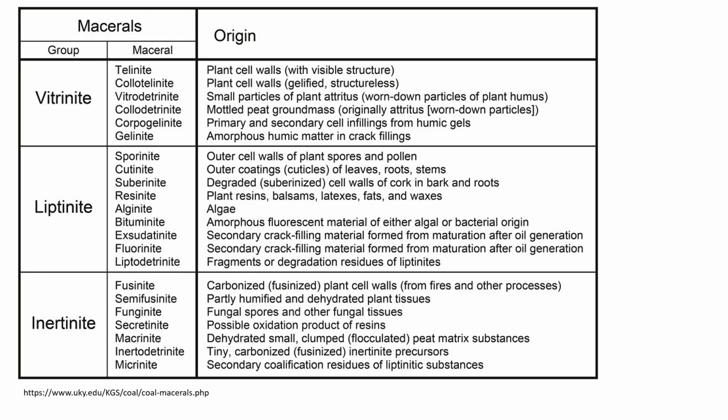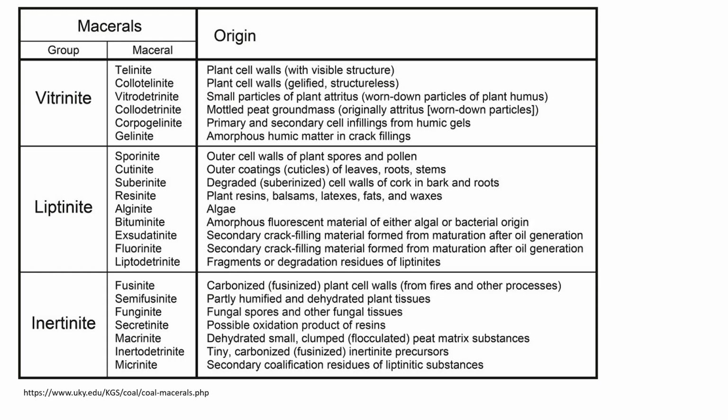Cutinite originates from the outer coating cuticles of leaves and roots. Those of you who have studied botany must know about the cuticle layers of leaves, roots and stems. They give rise to cutinite. Suberinite is the degraded cell wall of cork in barks and roots. So the harder part of the plants, which consists of the cell walls in the bark and the root area, if they give rise to macerals, it will be suberinite.